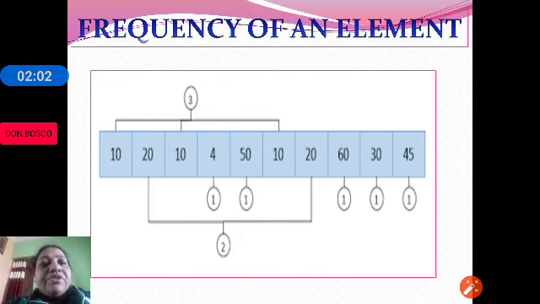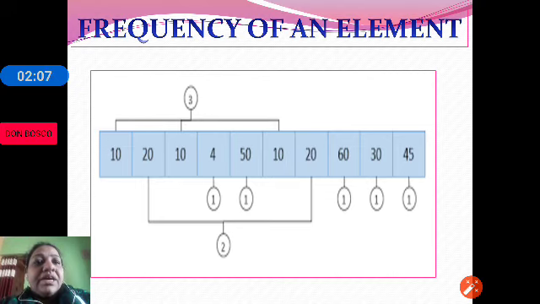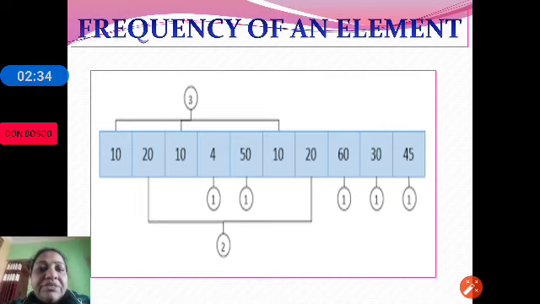For example, if you take 10, 10 has occurred 3 times in the list. So the frequency of 10 is 3. Similarly, you can see 20. 20 has 2 occurrences, so the frequency of 20 is 2. Similarly, 50, 60, 4, 30, 45, and the frequency is 1. With this example, you are very clear with what exactly we are doing in this program.